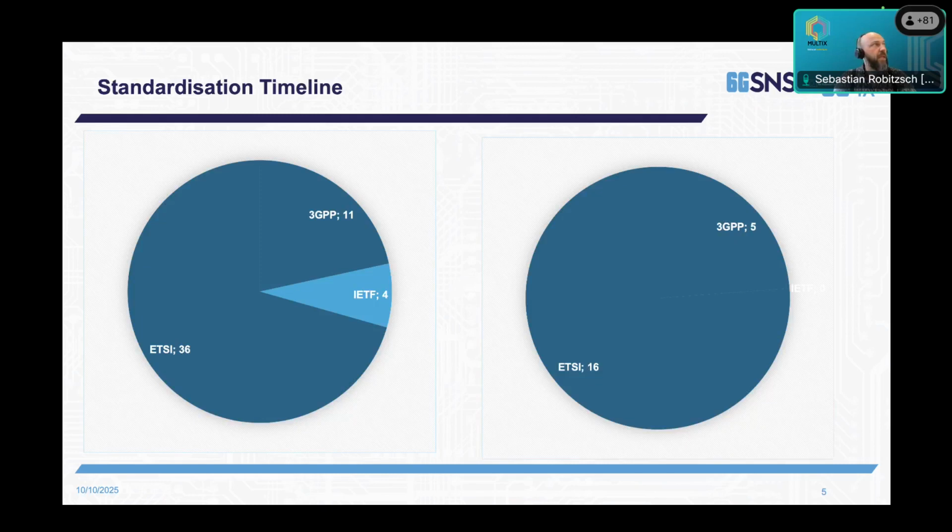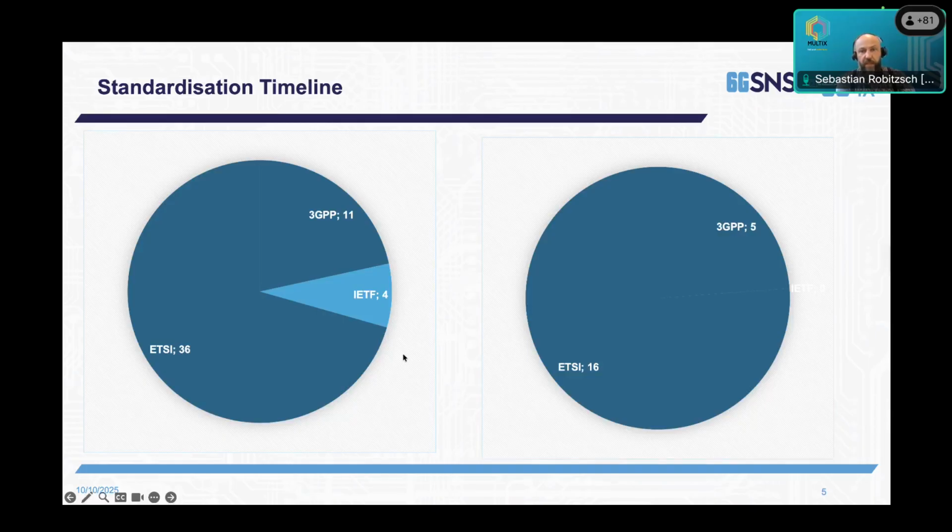So remember, Multi-X is now in month 10. So we're already on the left, and something, the top line was missing. So at the left, you see the number of contributions per SDO. So in ETSI, we had 36 contributions already, which is the ISAC ISG. So it's pure 6G. In 3GPP, we have 11 contributions, all on ISAC, both 6G as well as 5G Advanced. And in IETF, we have 4. On the right, you see the adopted ones.